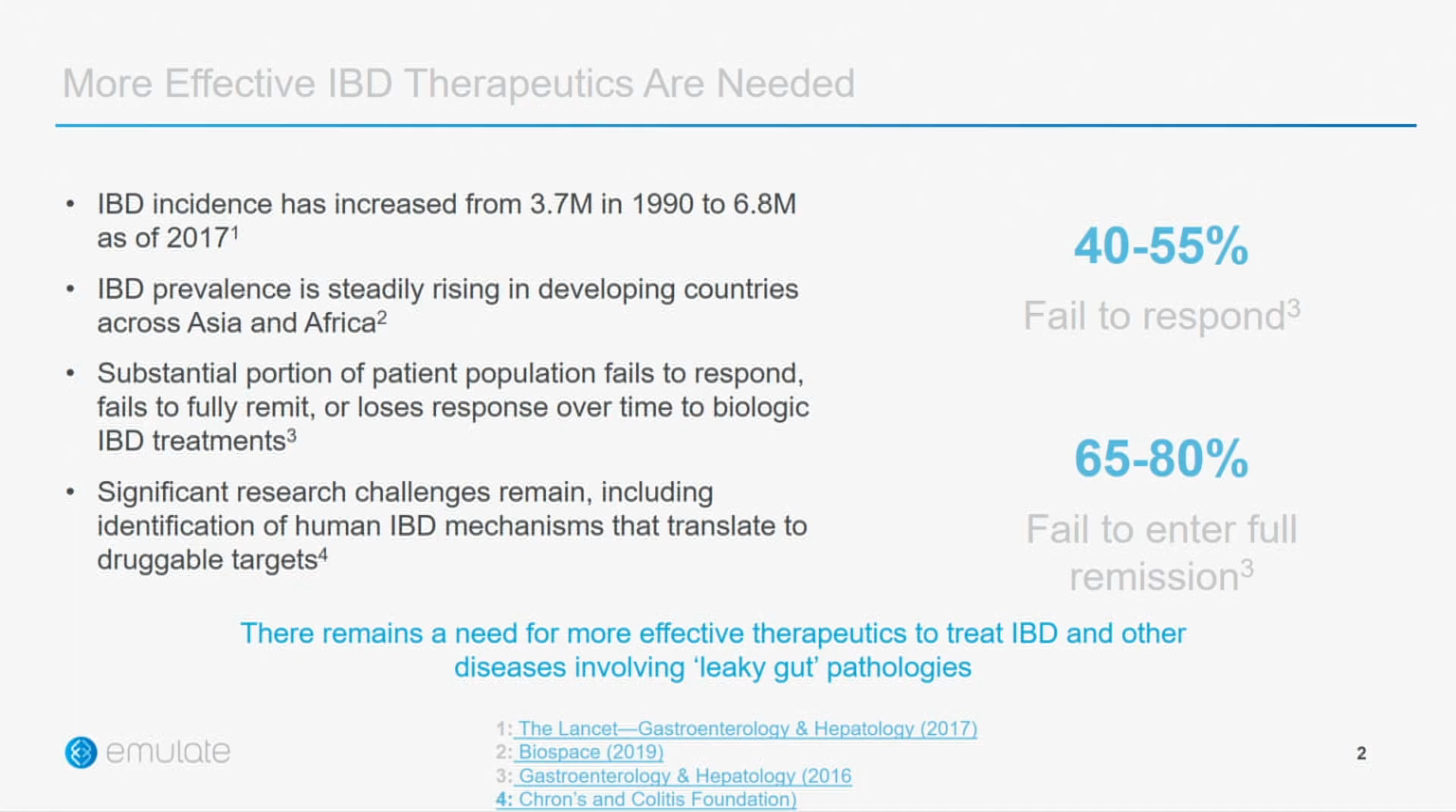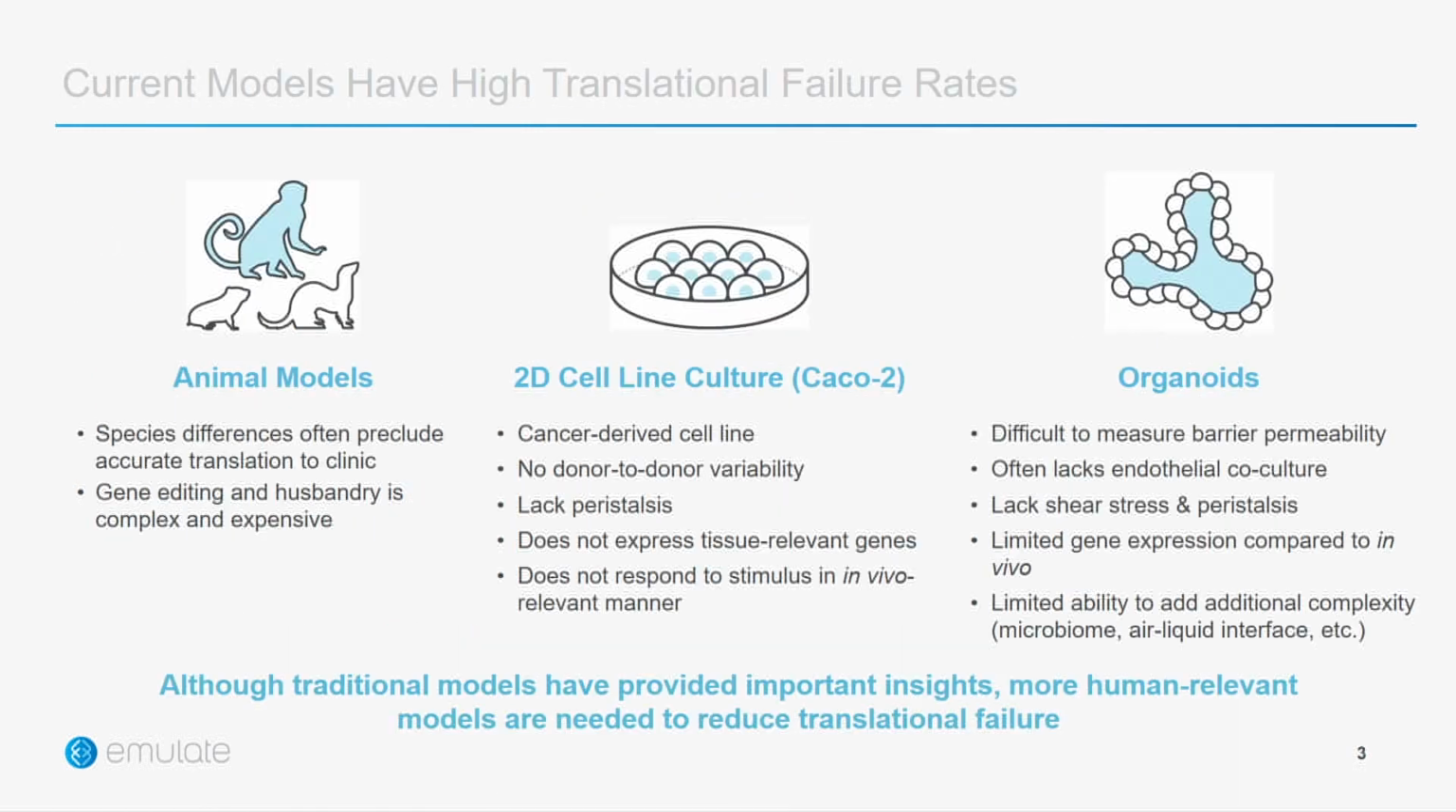So IBD is definitely a debilitating disease with increasing prevalence worldwide, and especially, unfortunately, in the pediatric population. But almost 50% of the patients fail to respond to the existing therapeutics. So the first question that comes to mind is, where did those therapeutics come from? And we know that the cornerstone preclinical model in IBD research is animal models. And they have definitely contributed enough.